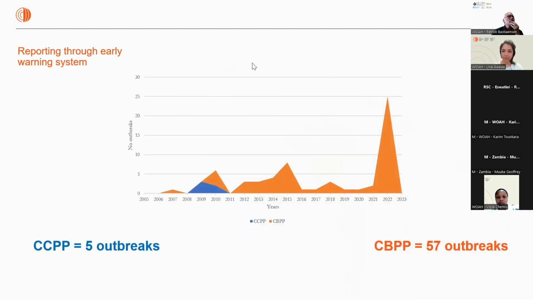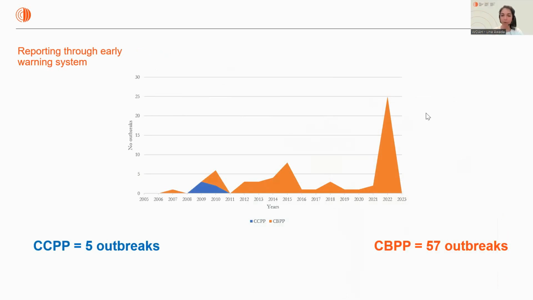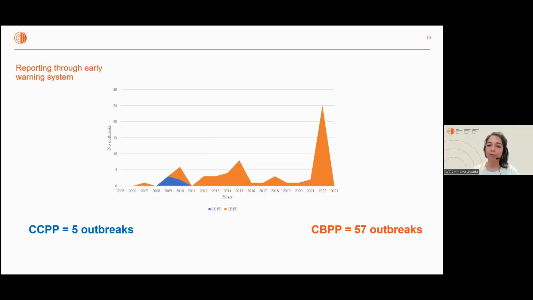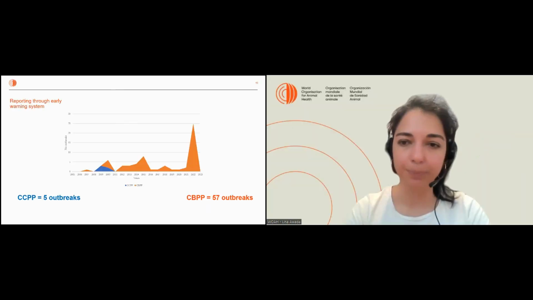Okay. So now this slide is showing the number of outbreaks that have been reported again through this alert system, so early warning only. And you see here that in terms of outbreaks for CCPP in blue, we had the maximum of outbreaks reported around 2009, 2010. And then for CBPP, you had several peaks over the past years with a big peak in 2022.